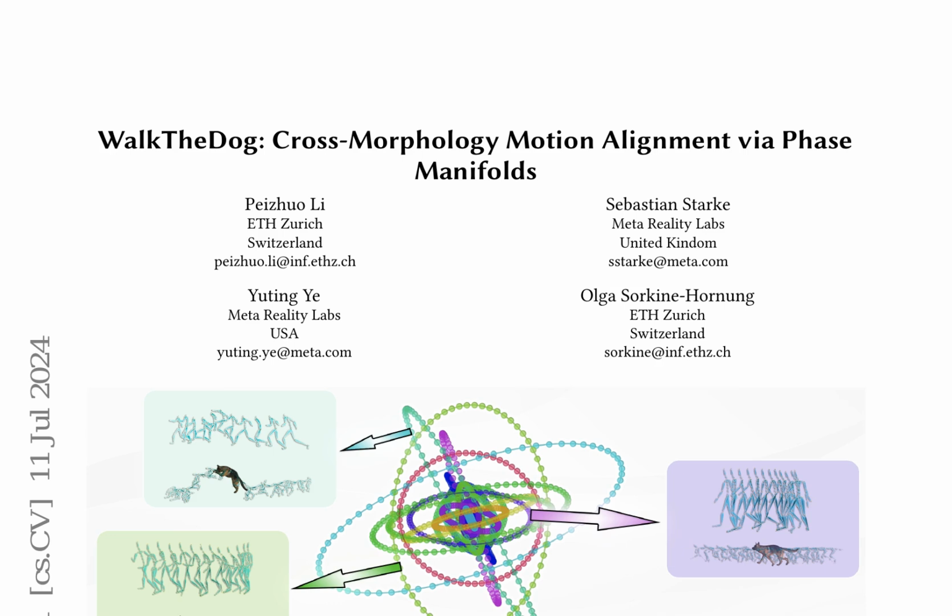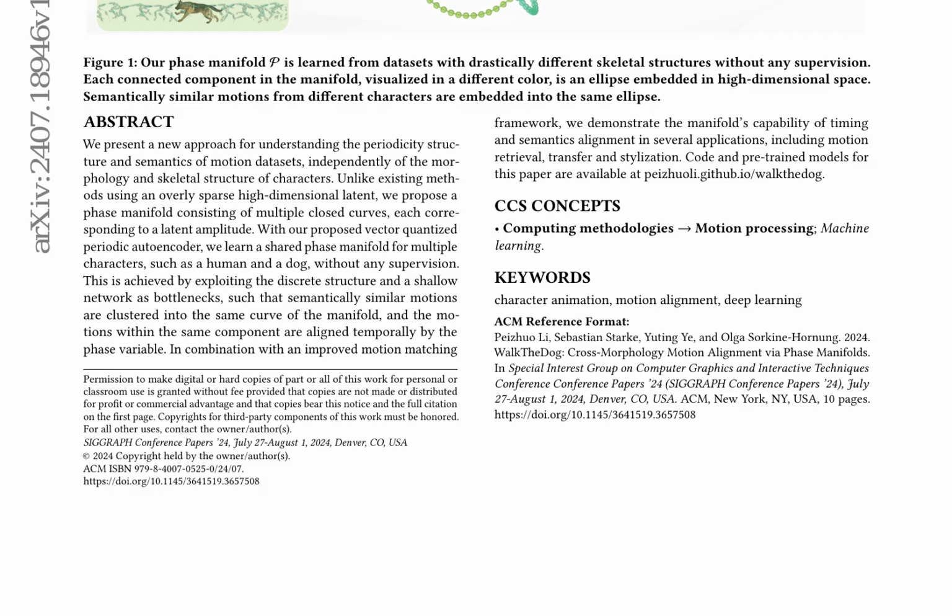The phase manifold consists of multiple closed curves, each corresponding to a latent amplitude. Semantically similar motions from different characters are embedded into the same curve of the manifold, and motions within the same component are aligned temporally by the phase variable. This is achieved by leveraging the discrete structure and a shallow network as bottlenecks. The authors demonstrate the manifold's capability in timing and semantics alignment in several applications, including motion retrieval, transfer, and stylization.